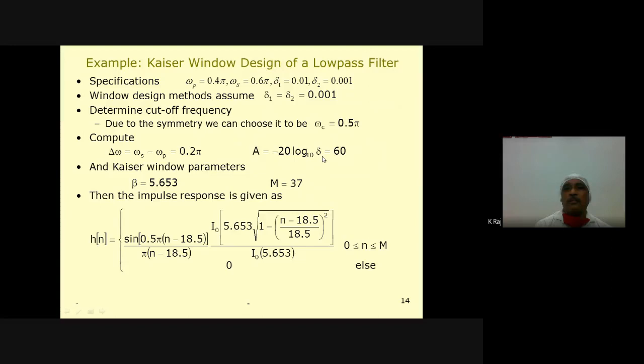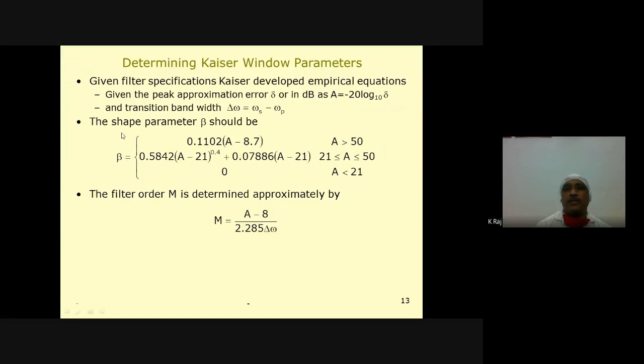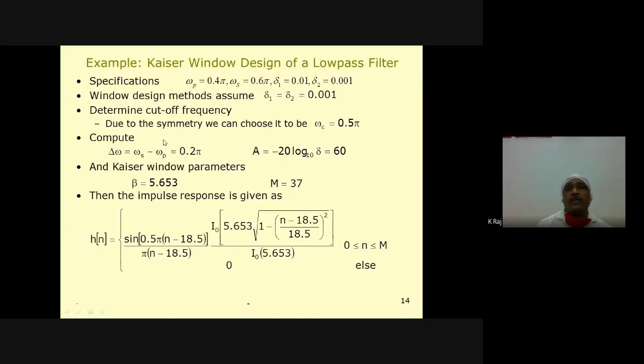And if we know A, we can calculate beta. How will we calculate beta? From the previous slide, if the range of A is greater than 50, then we have to use this formula: 0.1102 multiplied by A minus 8.7. If we utilize this formula, then we can calculate the value of beta, which becomes 5.653. And after getting the value of A and beta, the next step is to calculate M.